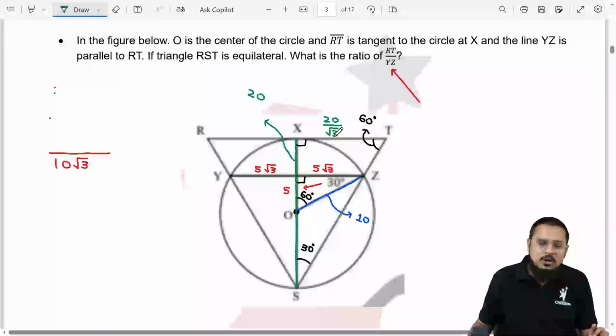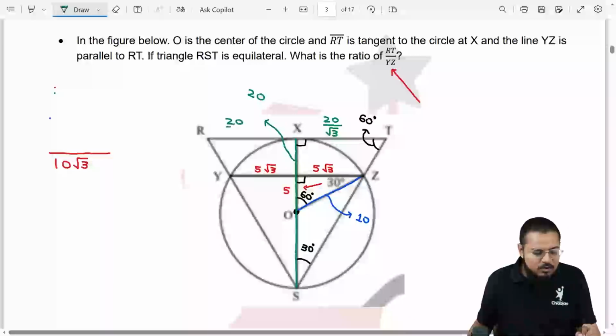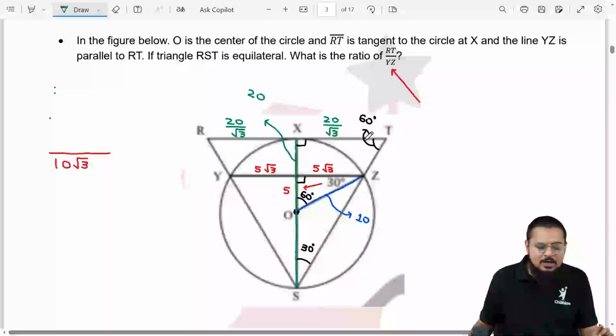And if this is 20 over under root 3, this should also be 20 over root 3. A genuine question on ratios of the triangles, which means my RT side, that's something that I need to calculate. 20 over root 3 plus 20 over root 3 should give you 40 over under root 3. 40 divided by under root 3.